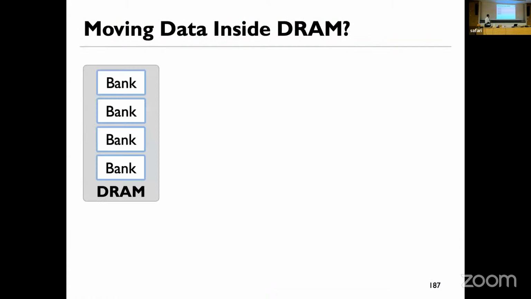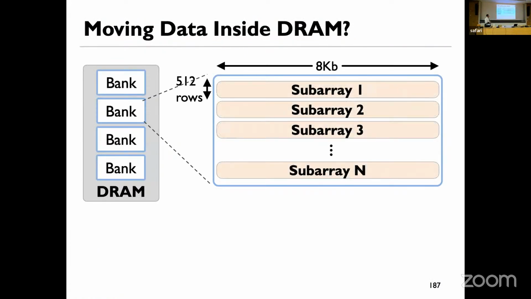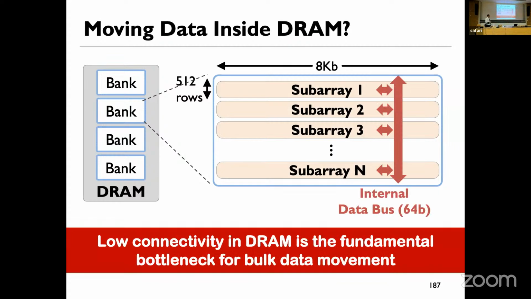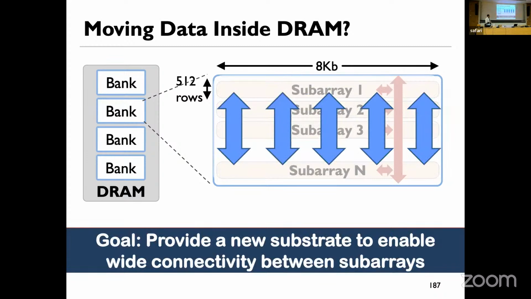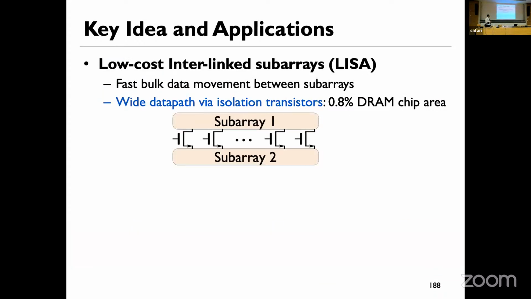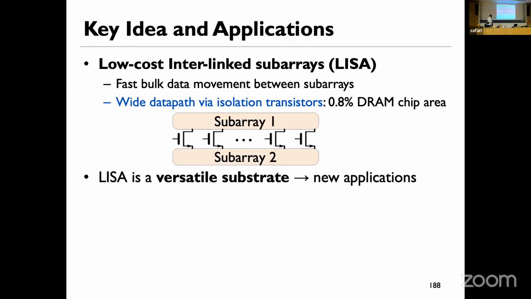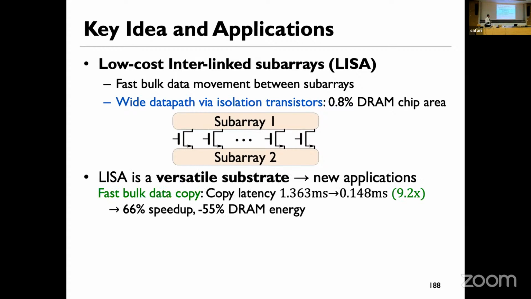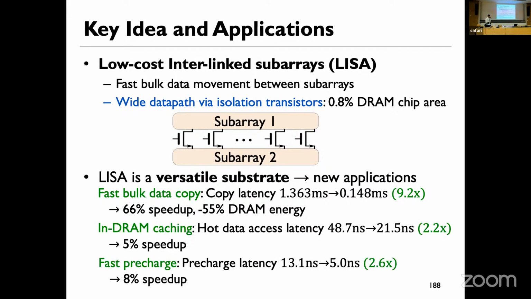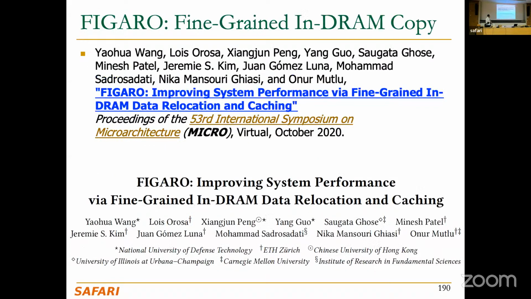So this is one example of them. If you want to move the data inside one subarray, it is exactly what I mentioned. But if you want to move data across different subarrays, you are limited by the low connectivity of the DRAM device itself. So our goal is to mitigate that problem. What we do is connect the different subarrays in a single DRAM bank using isolation transistors. By doing so, we can enable bulk data copy across the different subarrays in the same chip. And this enables other applications and gives other performance benefits other than just data copying. This is what we call LISA.